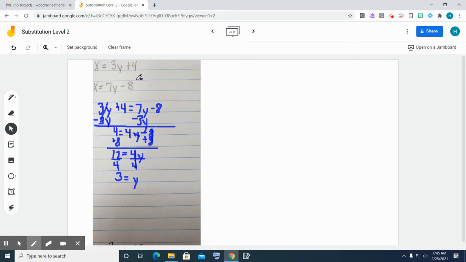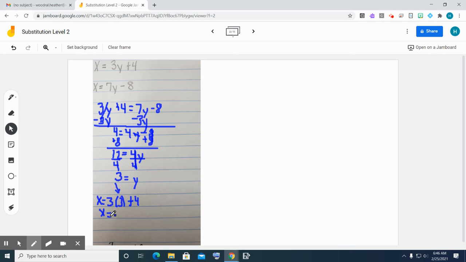The next half says I'm going to take my known y value and plug it into either of these equations and solve. So I'm going to plug it into the first one. So I have x equals 3y. Instead of putting y, remember, I'm going to replace it with the 3. So 3 times 3 plus 4, and then solve it.